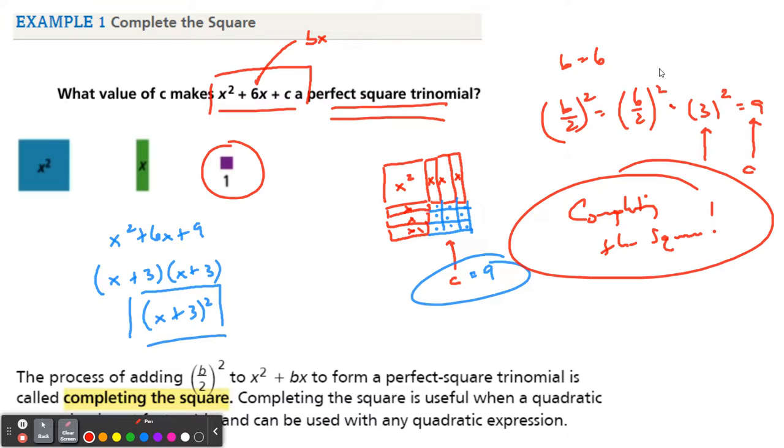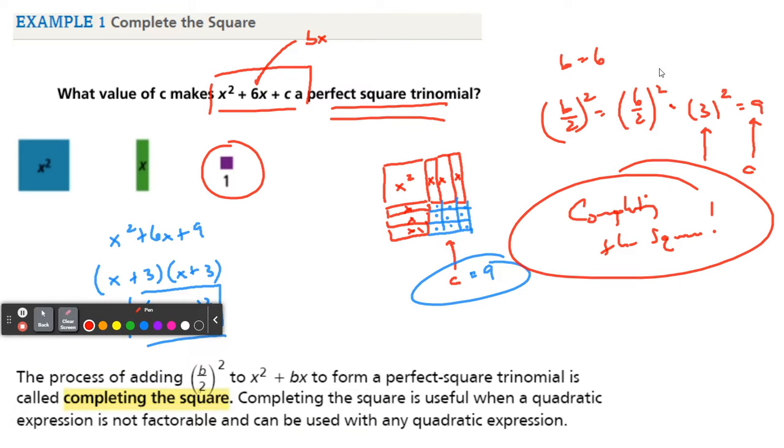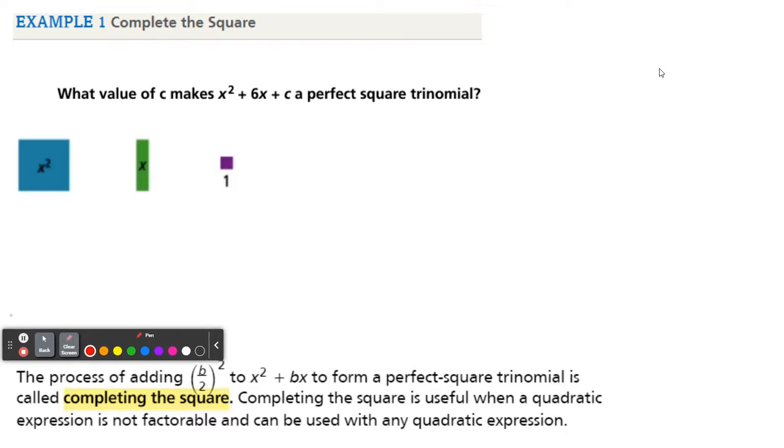So again, I have it right down here. Let me bring this higher. The process of adding b over 2 squared to x squared plus bx to form a perfect square trinomial is called completing the square. And there we go. This is what a lot of our day has to do with. So let's do 2 problems on this video, and then we'll make a second video for the rest.